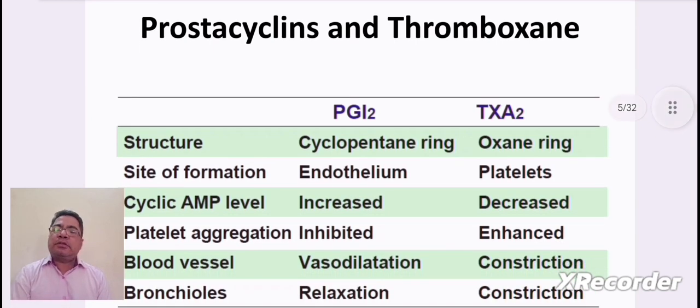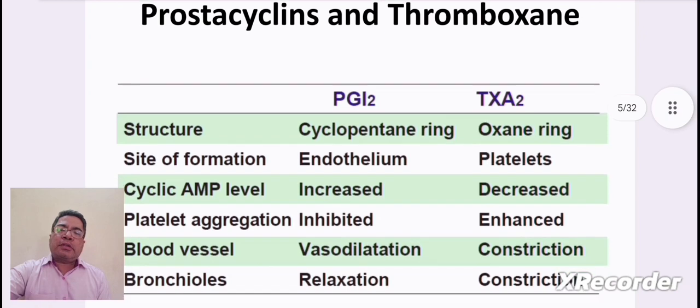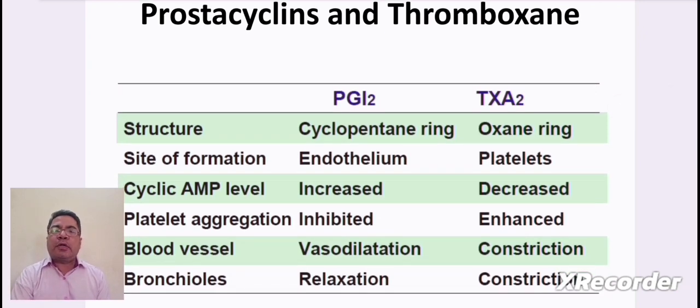In this chart, we can see prostacyclin versus thromboxane. In prostacyclin, the structure has a cyclopentane ring, whereas in thromboxane A2, the structure has an oxygen ring. In prostacyclin, the site of formation is the endothelium, whereas in thromboxane A2, it is the platelets. In prostacyclin, the cyclic AMP level is increased, whereas in thromboxane A2, the cyclic AMP level is decreased. In prostacyclin, platelet aggregation is inhibited, whereas in thromboxane A2, platelet aggregation is enhanced.